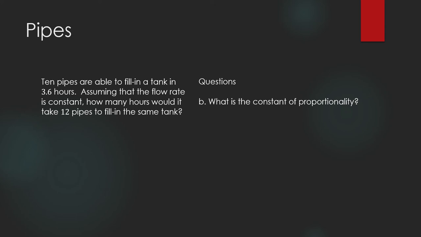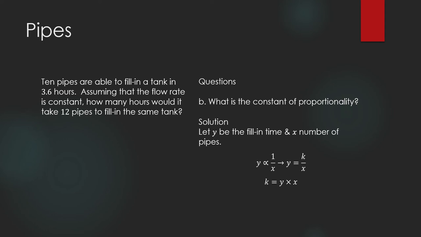What is the constant of proportionality? Let y be the fill-in time and x the number of pipes. Y, the fill-in time, is inversely proportional to x, which is the number of pipes. The more pipes you have filling this tank up, assuming a constant flow rate, the shorter is the fill-in time. This implies that y is equal to k over x, where k is our constant of proportionality.